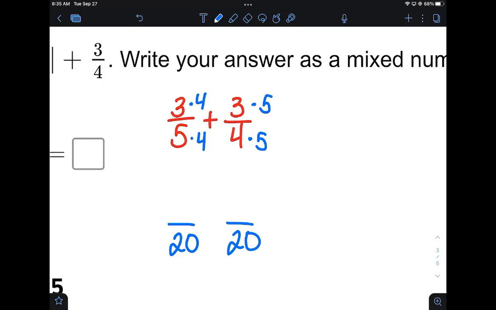What's 3 times 4, everybody? 12, and 3 times 5, 15. I'm adding them together. There's no negatives to worry about. What's 12 plus 15? 27. All right, 27 over 20. Does that reduce?